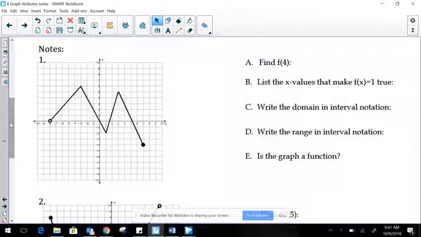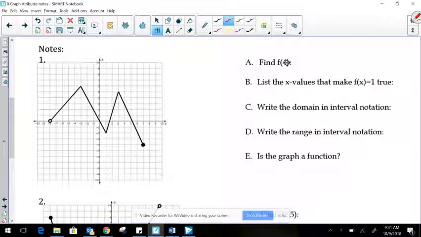So it has this funky graph here, and then it's saying find f of 4. That's the first task we're going to do. So this 4, if I were to write my function notation, the 4 is in the parentheses, which is where the x would be. So I'm looking on the x-axis for 4. So I look at my x-axis, 4.